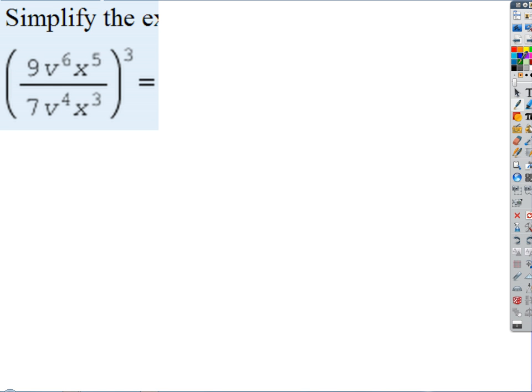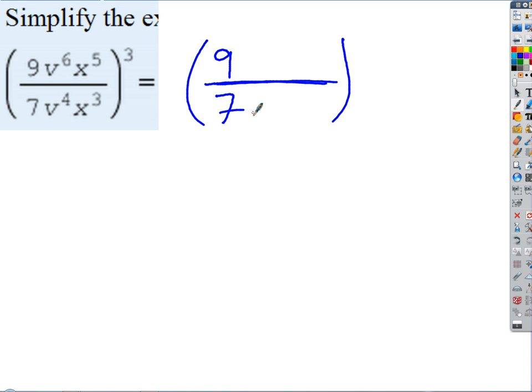Okay, but if we simplify in the parentheses first, tell me what goes where. What goes on the top? Okay, so we got a 9. Because the 9/7 does not reduce, does it? Now, we would want to reduce the fraction if we could, but we can't. The 9 stays on the top, 7 stays on the bottom.